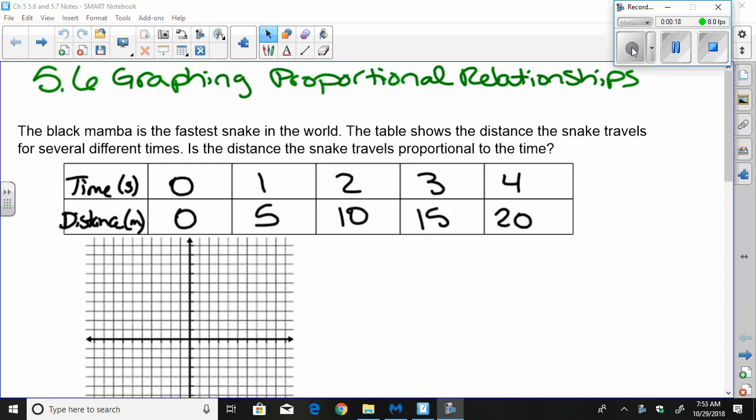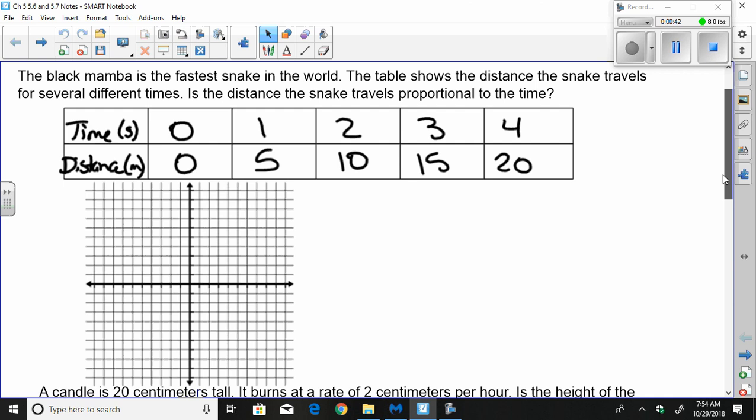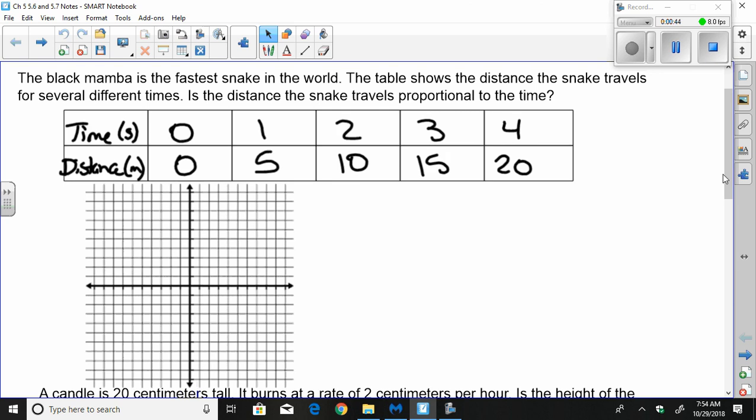Another way to determine whether two quantities are proportional is to graph the quantities on a coordinate plane. If the graph of the two quantities is a straight line through the origin, then the two quantities are proportional. In example 1, it says determine whether each relationship is proportional by graphing on the coordinate plane. Explain the reasoning. The black mamba is the fastest snake in the world. The table shows the distance the snake travels for several different times. Is the distance the snake travels proportional to time?